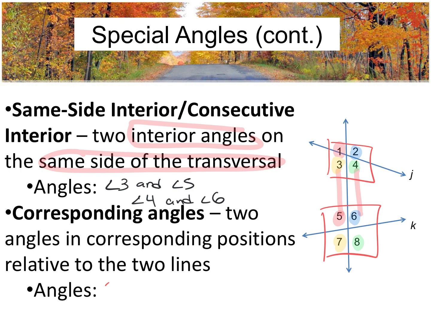So I'm going to write angle 1 and angle 5. Then I'm going to write in blue the following, which is angle 2 and angle 6. Then I'm going to keep going in red for angle 4 and angle 8. And lastly, in yellow, for angle 3 and angle 7.